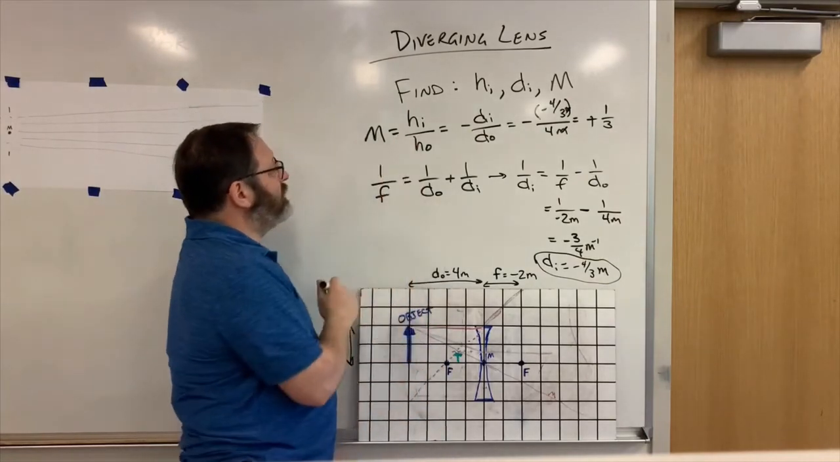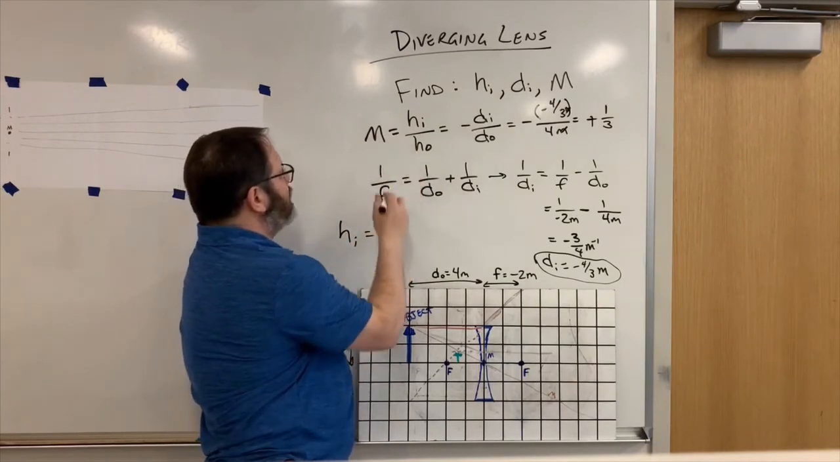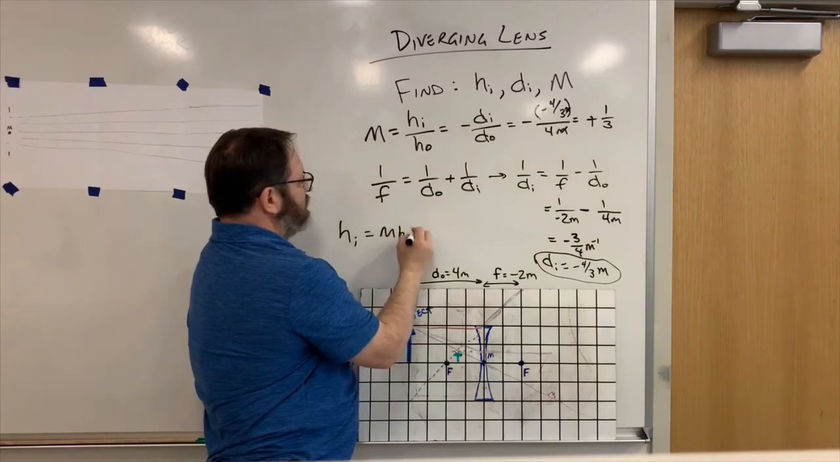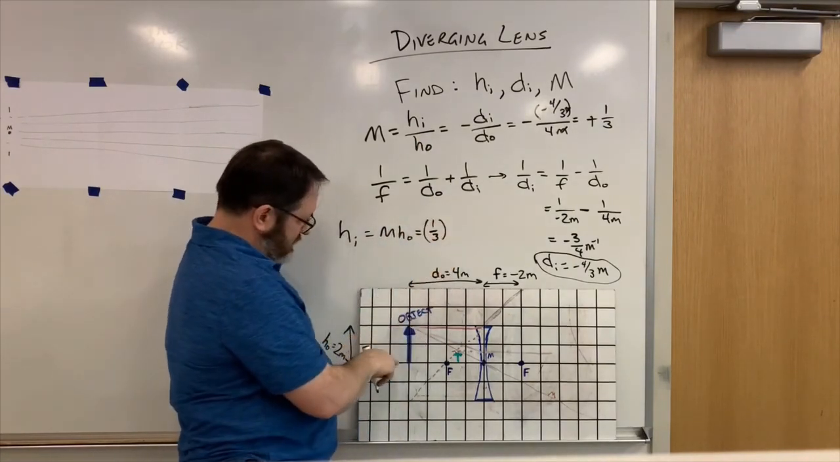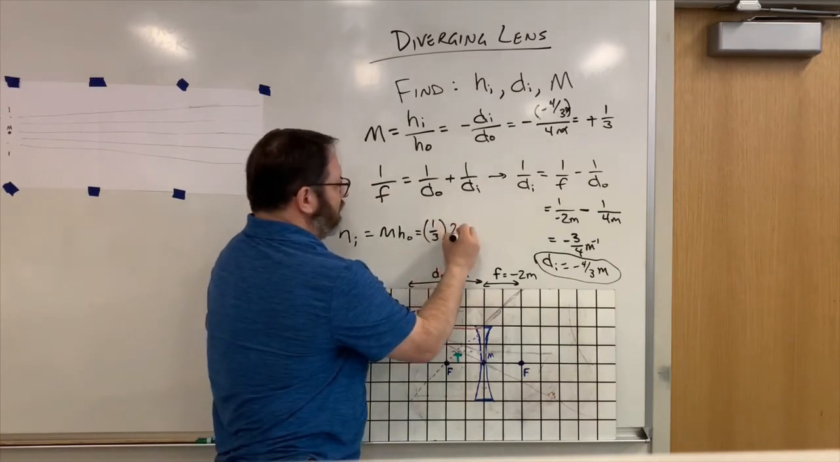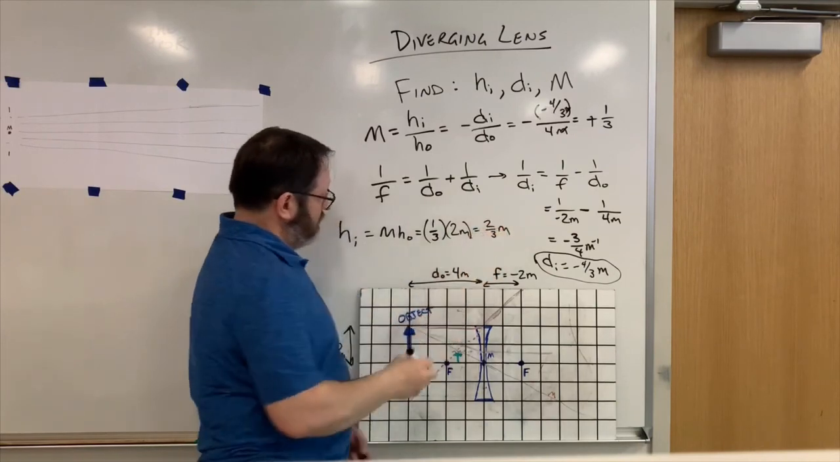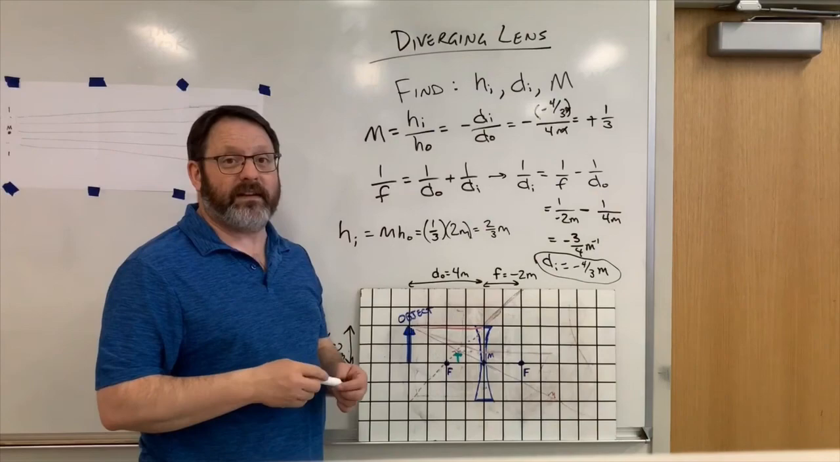And now we need to find the height of the image. So height of the image equals m times height of the object, which is 1/3 times the height of the object, which was 2 meters. So that's 2/3 of a meter. And that's it, we've got it all.